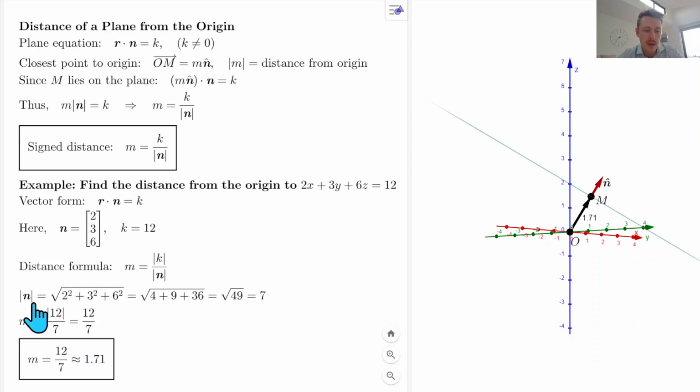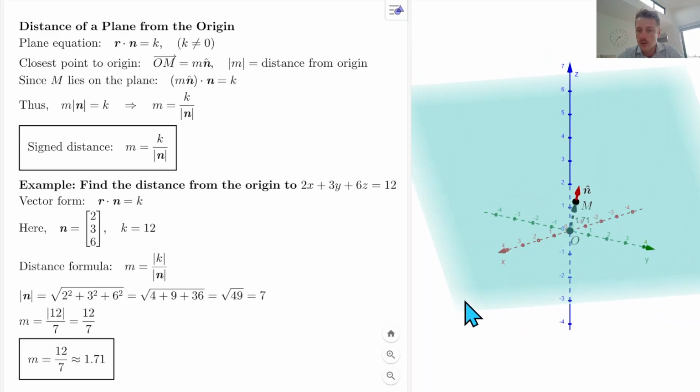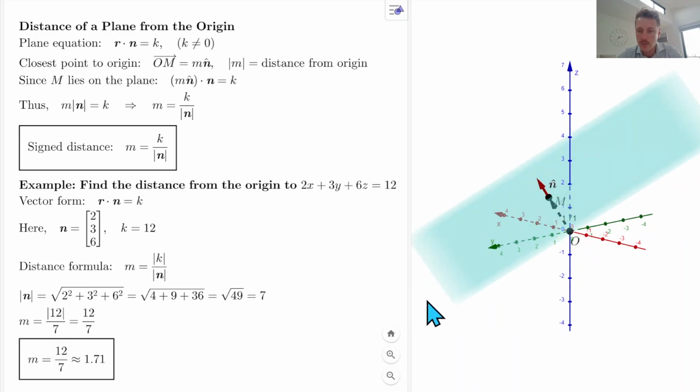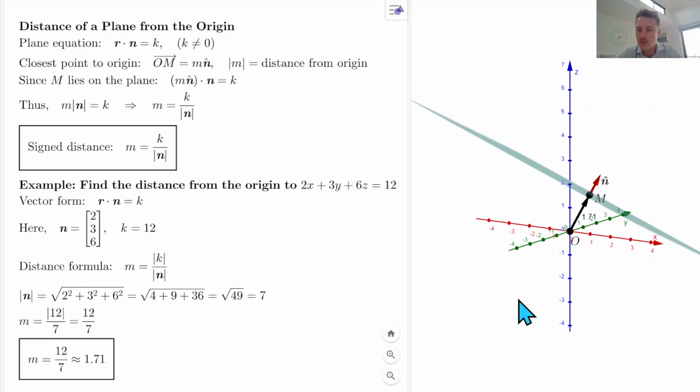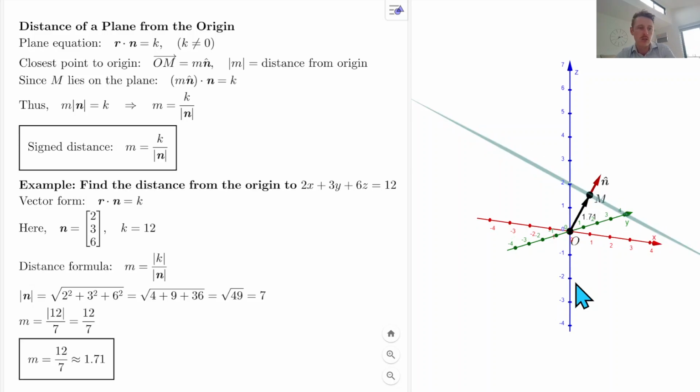So let's work out the magnitude of n. Remember, n is this vector 2, 3, 6. To find its magnitude, you essentially apply Pythagoras in 3 dimensions. You'll get that the magnitude of n is 7. And we know that k is 12. The absolute value of 12 is just 12. So we get that m equals 12 on 7, which is approximately 1.71. And now hopefully we've fully explained this diagram, which shows that the distance from the origin to the point M, the closest point on the plane, is in fact 1.71. So, interesting result.